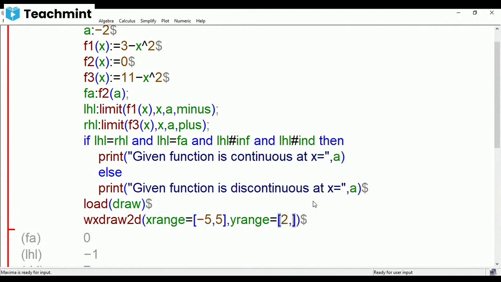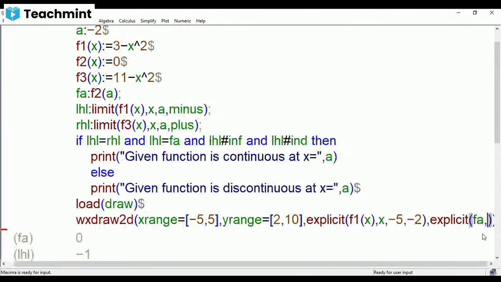Say 2 to 10. Okay. Then we have to write the left hand limit graph, that is explicit, within simple brackets. What was your left hand limit graph? It is f1 of x. Where to where do you have to write x from? -5 to -2. Then you have to write the value of the function graph at that point, explicit, that we have called as FA.